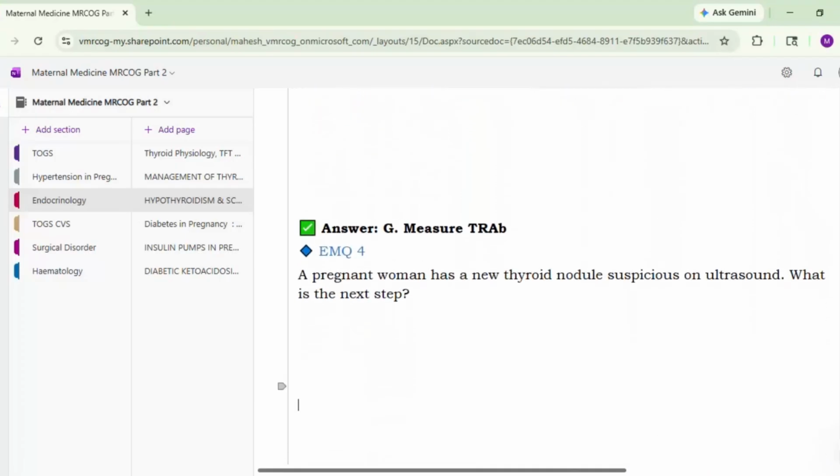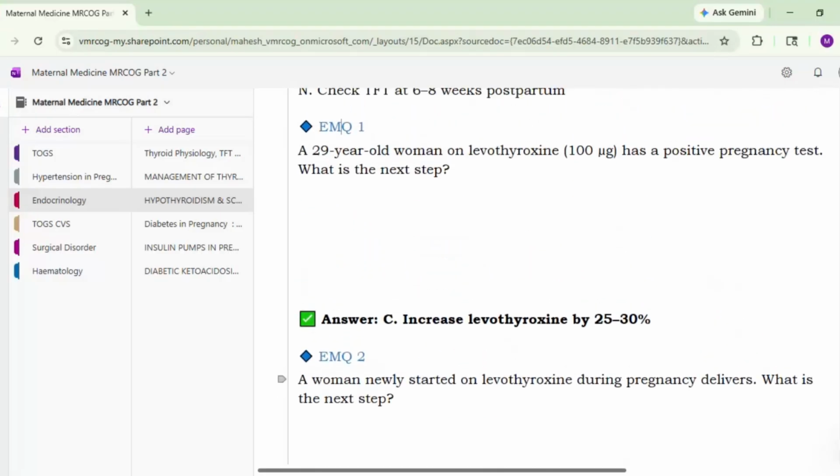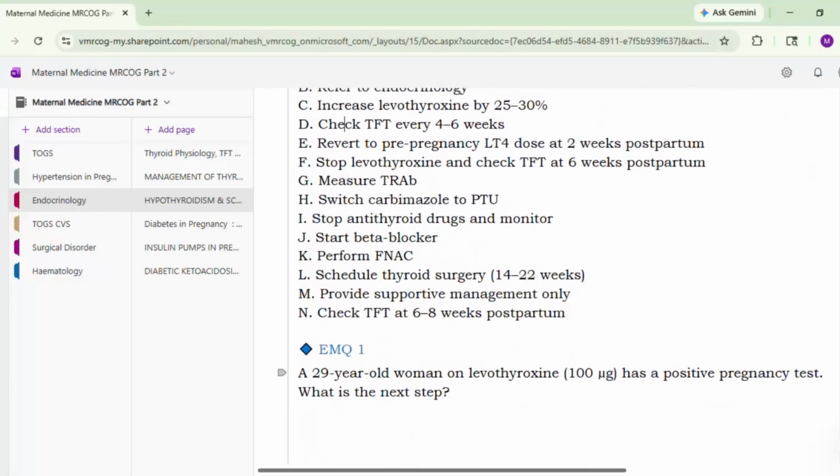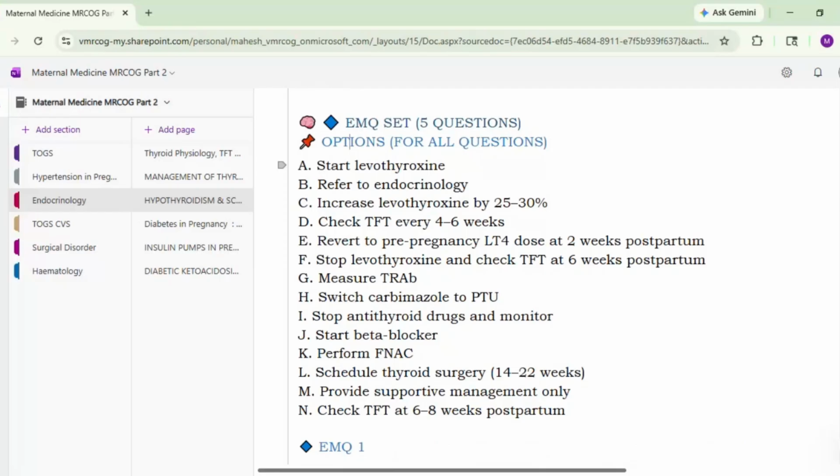A pregnant woman has a new thyroid nodule suspicious on ultrasound. What is the next step? So thyroid nodule, we'll do TFT. Yes, TFTs are required. What else? The closest option is K, to perform FNAC. They have not given a TFT option. Given TFT every 4 to 6 weeks, this option is also there.